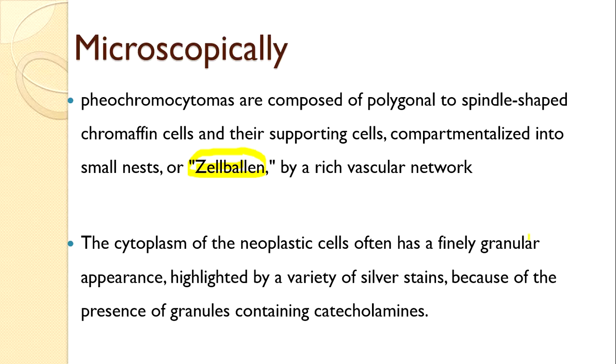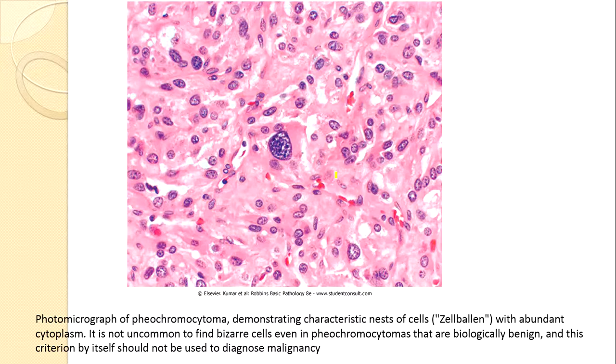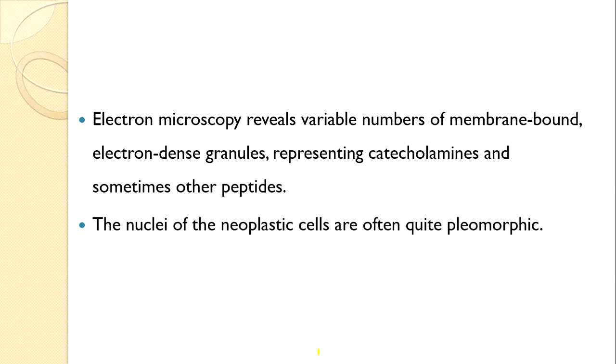The cytoplasm has granular appearance due to the presence of catecholamine containing granules, and it can be highlighted by a variety of silver stains. Now this is the Zellballen pattern, nests of tumor cells separated by rich vascular network. The bizarre cells can be found in the tumors which are biologically malignant. On electron microscopy, you can see variable number of membrane-bound electron-dense granules representing catecholamines and sometimes other peptides. The nuclei can often be pleomorphic.